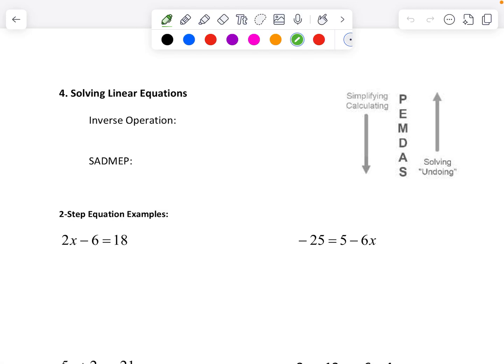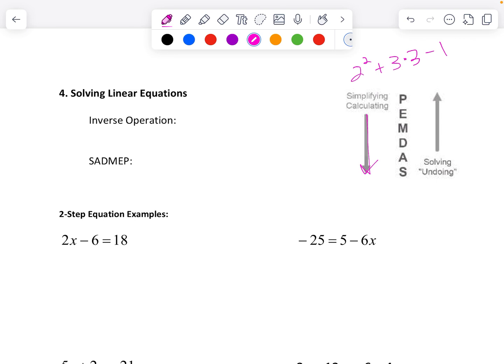In this video, we're going to look at how to solve equations. So in 7th grade, you got an introduction to this, but we're going to build upon some of those skills. So when we're simplifying something, in other words, when we have the numbers inputted and we're trying to solve, we want to use our order of operations, our PEMDAS.